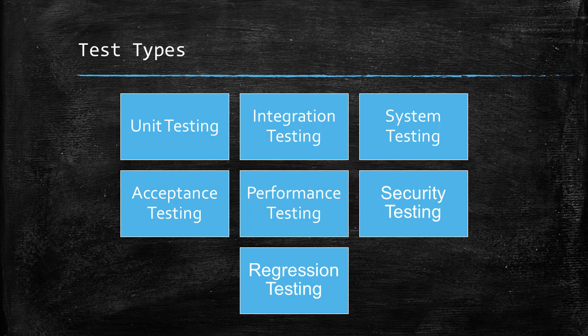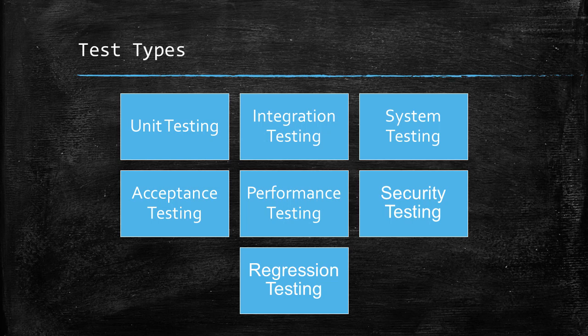System testing. System testing is the process of testing the entire software application to ensure that it meets its functional and non-functional requirements. This type of testing is usually carried out by a separate testing team. Acceptance testing. Acceptance testing is the process of testing the software application to ensure that it meets the requirements of the end user or customer.